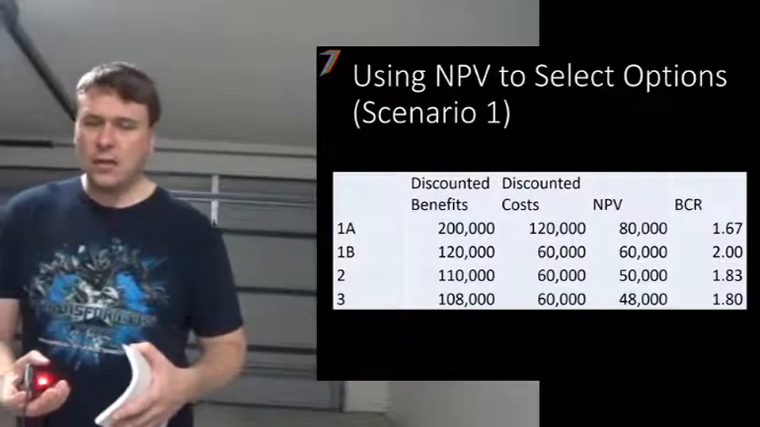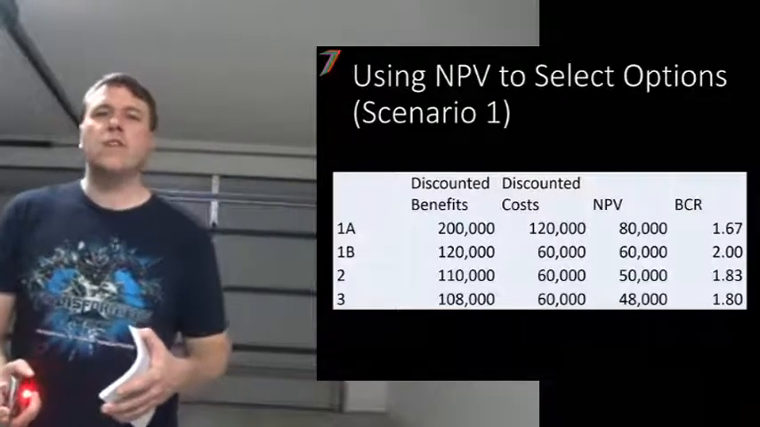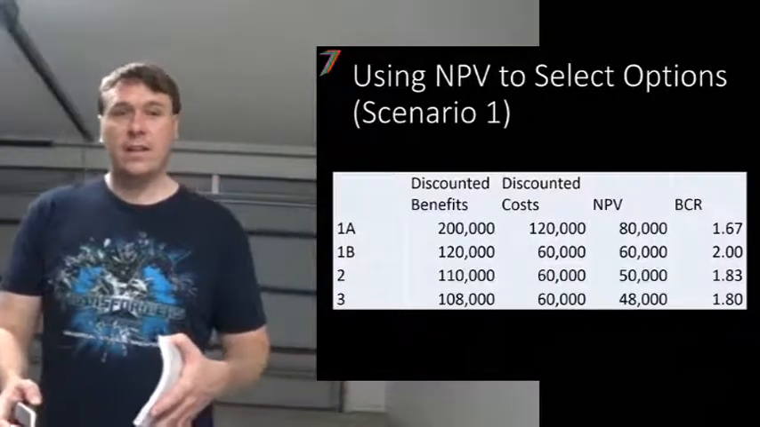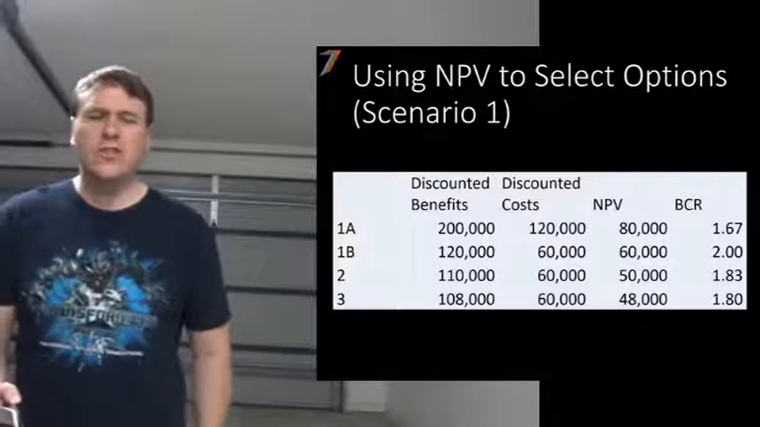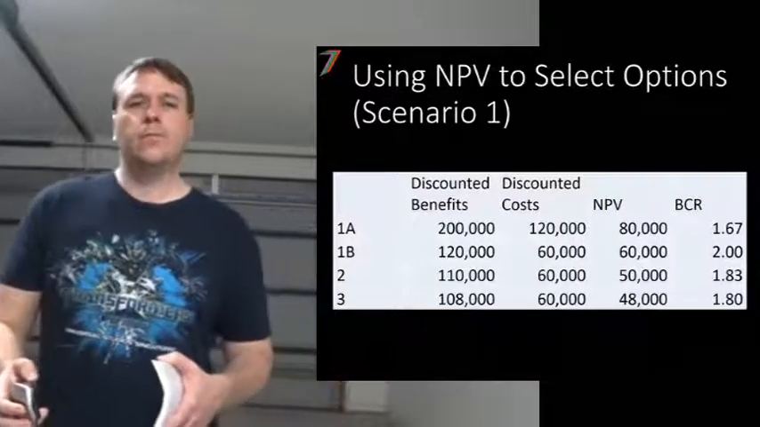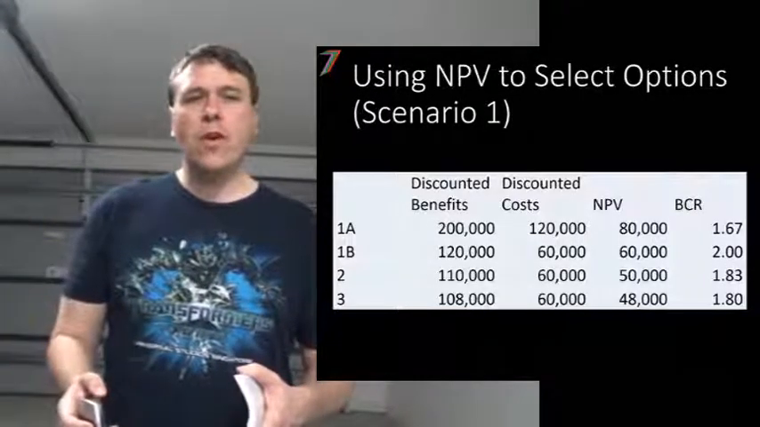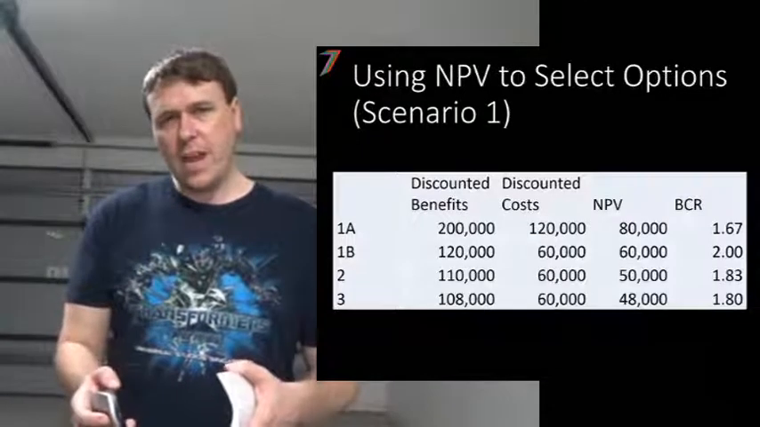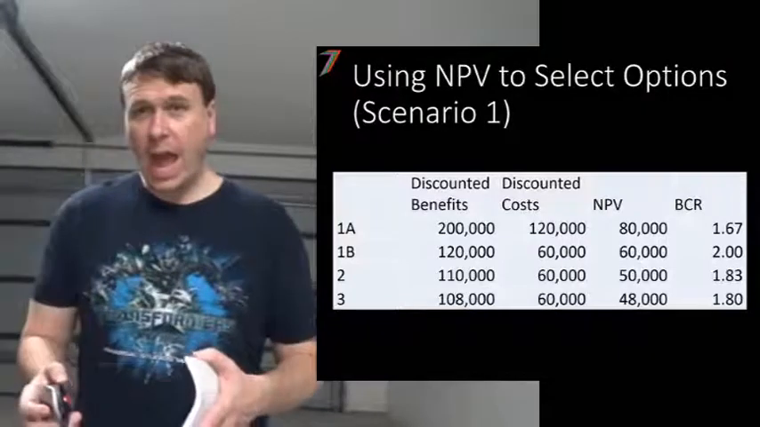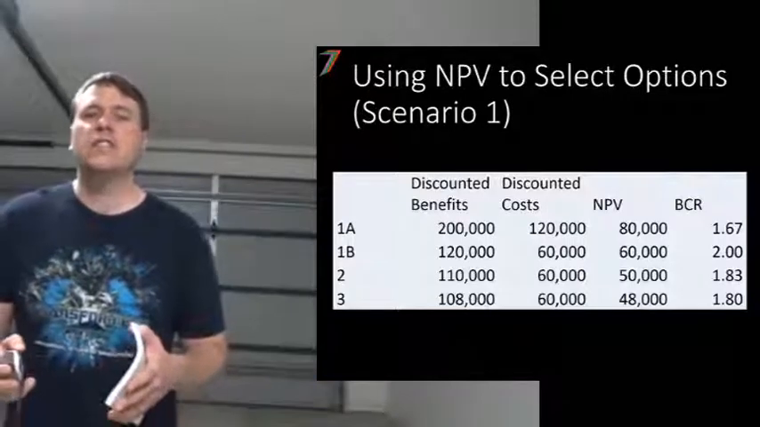So what happens is the 120,000 now goes to Project 2 and 3, and that gives us a total net present value of 98,000, I believe. Correct. So, is this an optimal solution? Not exactly. Because if we'd gone with option 1B, you would have got a net present value of 60,000. And then we would have gone with option 2 over option 3, which gives us a net present value of 50,000. So you would have had option 1B and you would have had project 2.